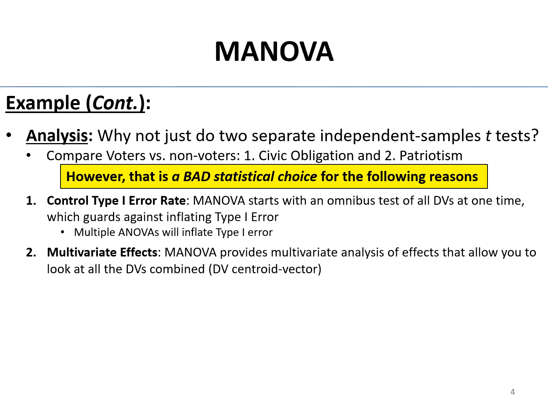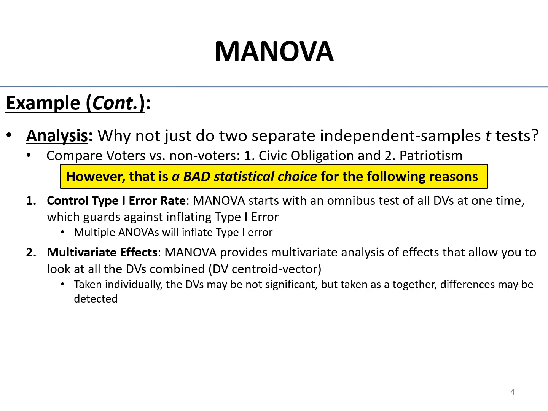So reason number two, you might be interested in the multivariate effects themselves. That is, MANOVA puts together the two dependent variables and analyzes them at one time in what's called a centroid or a vector. So it says, in the case of this example, do those who vote and don't vote significantly differ on combined patriotism and sense of civic obligation? And so that is something unique to this particular test.